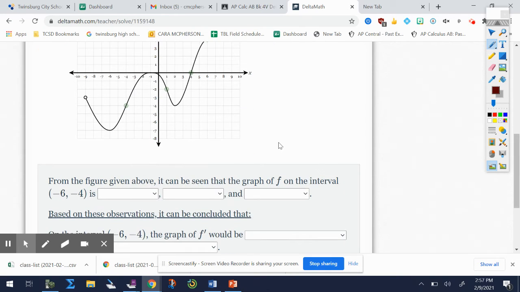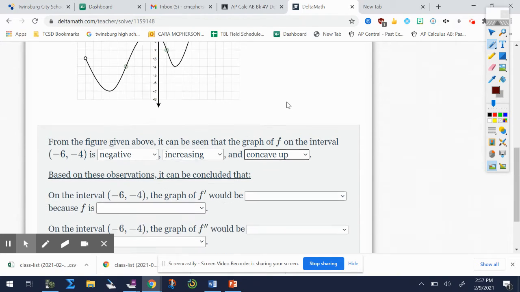So let's look at what we know about -6 to -4. Well, first of all, it is negative because it's underneath the x-axis. It's also increasing because it has a positive slope. And its concavity, it is in this part, which is concave up. It doesn't switch until it gets to -4, so it's concave up. So that's what I know about -6 to -4.